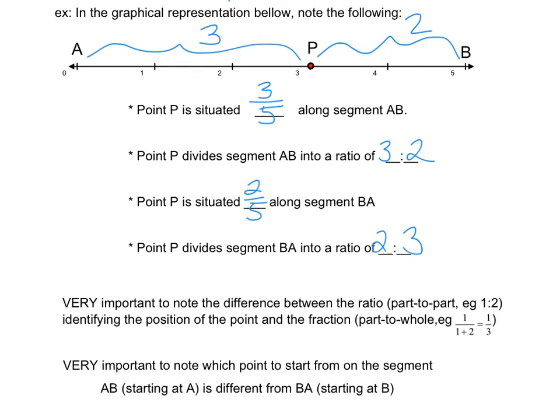It's also very important to note the difference between a ratio and a fraction. When we have a ratio, we're always comparing part to part. An example here would be 1 to 2, 1 part to 2 parts. Well, that could be expressed as a fraction also. If we put it as a fraction, it's part to whole. The first part is 1, so that's the number on top. The whole is the 1 plus 2, because we have 1 part and 2 parts. So altogether that gives us 3 parts. So our fraction would be 1/3.